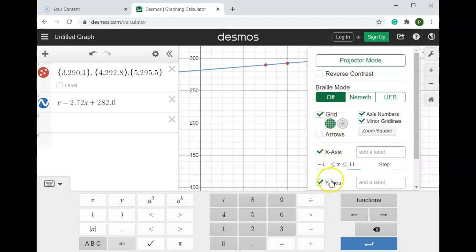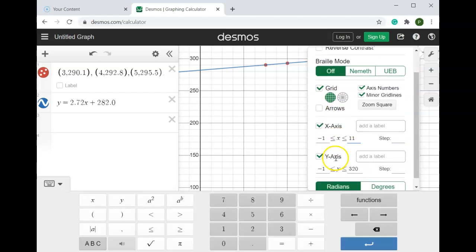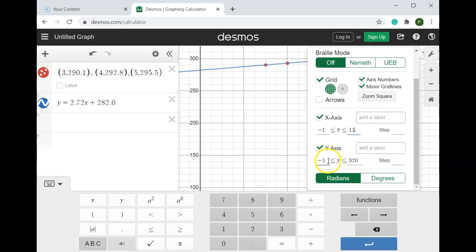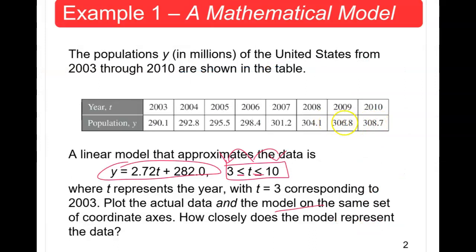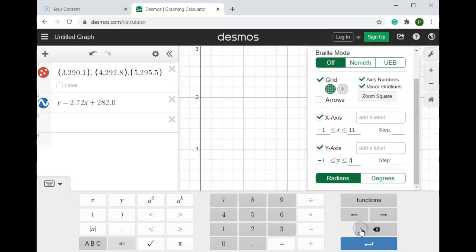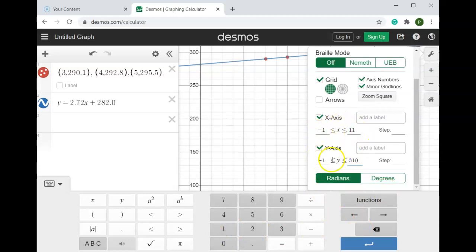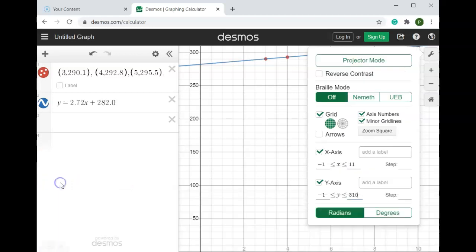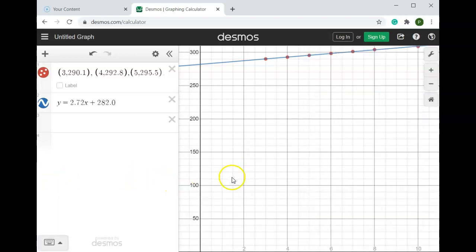And then for the y-axis, we could also change that. We have from -1 to 320, because the highest y value that we have on the table is 308.7. So we could even make that into a 310 if we wanted to. And that's similar to how you adjust the view on a calculator. So we press enter. I'm going to make the keyboard disappear from here. And then if I click on the graph, I could see it that way.